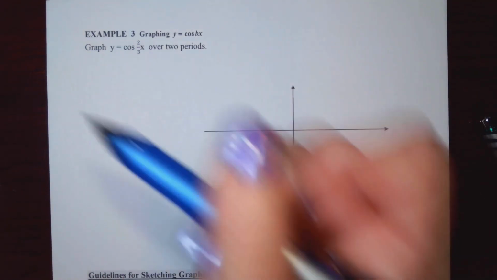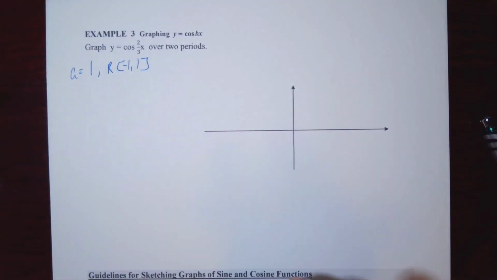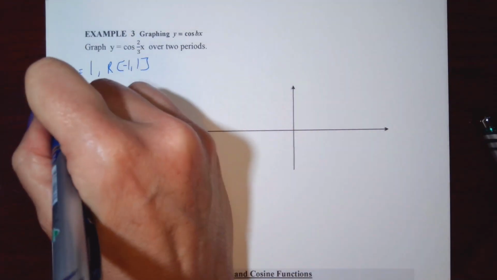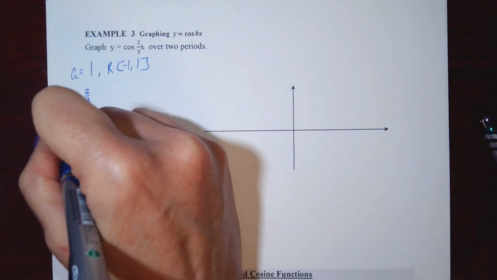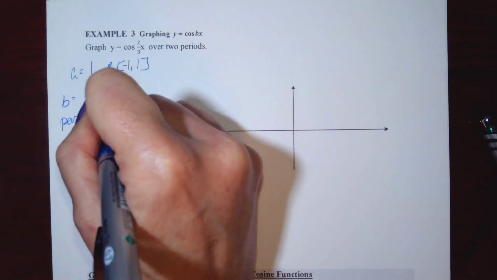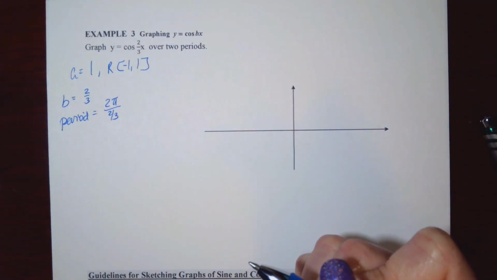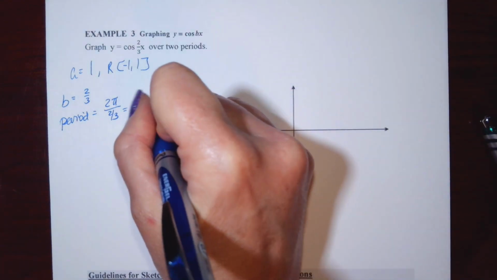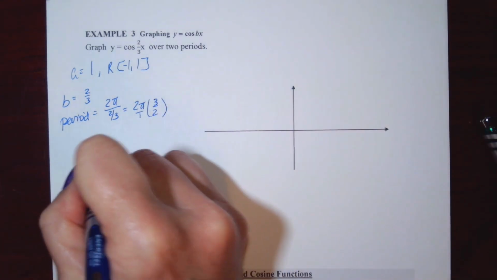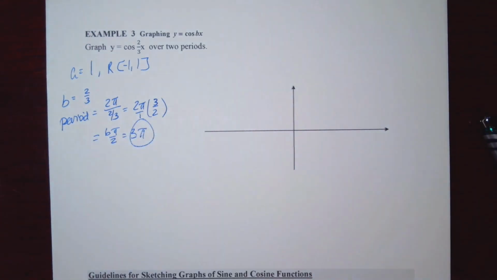So we're still working with the value of B. This time we're working in cosine. A is just 1, so the range of this function is going to be from -1 to +1. That has not changed. Our value for B here is 2/3, so our period is going to change. Instead of 2 pi, it's 2 pi divided by that value for B, 2/3. So when I multiply by the reciprocal, I get a period of 6 pi halves, which is 3 pi.